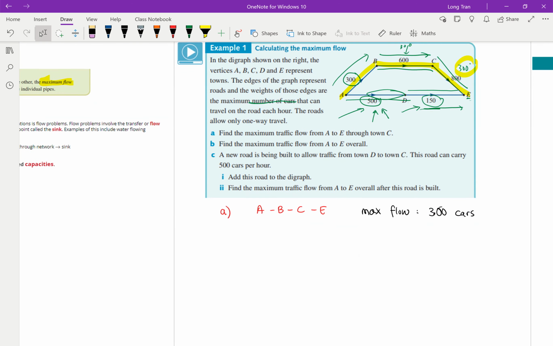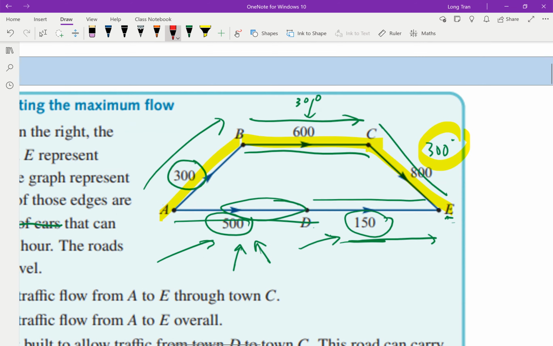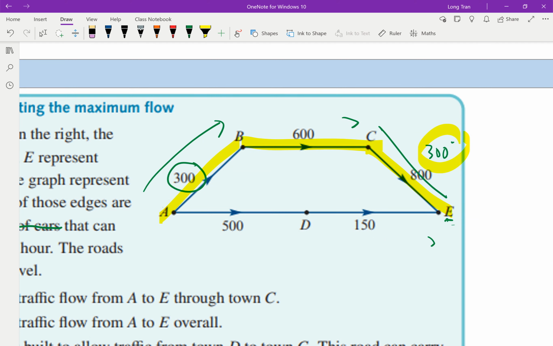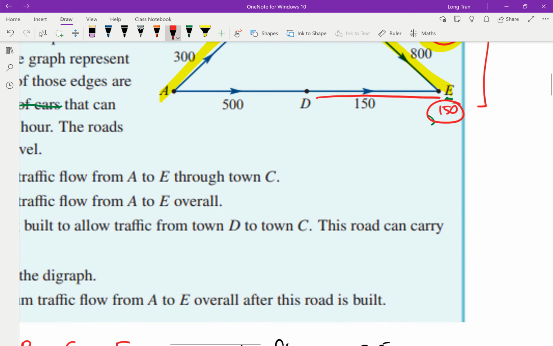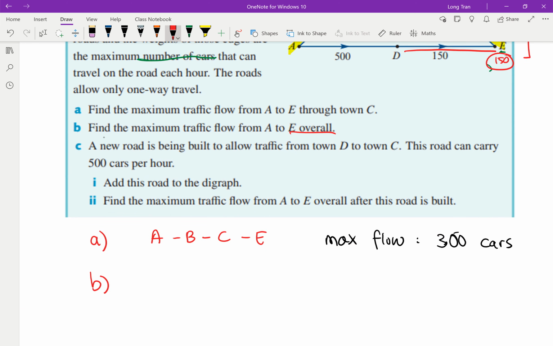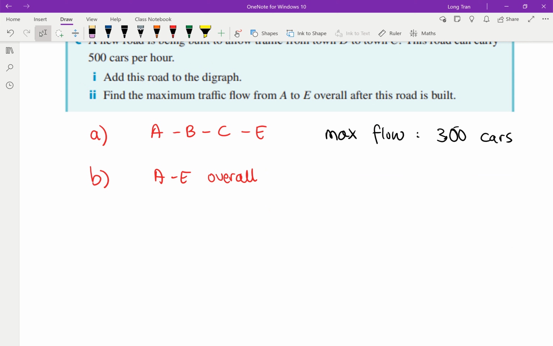In part B, they're now asking what it is overall. This is where you have to take into consideration that we already knew there were 300 from A to E through the top route, from A to B, B to C, and all the way to E. So 300 will come out. But over here, though there's 500, it gets funneled at 150 from D to E. So from here to here, I still only get 150. Therefore, at the end of the day, overall from A to E has to be equivalent to a max flow of 300 plus a max flow of 150 from the other route. That gives you a total of 450 cars as your max flow.